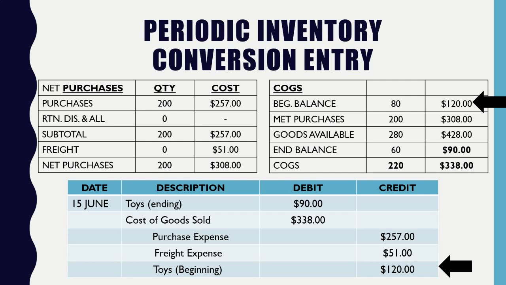At the end of the day, we're zeroing out all these three accounts, your purchase expense, your freight expense, and your toys. Then we're going to rearrange them into either the toys account or the cost of goods sold. In this case, we just took our beginning inventory and dumped it right back into our ending inventory, because our beginning inventory was technically our ending inventory, since we still carried the same 60 toys from June 1st. All right? So that's what you have to do here.